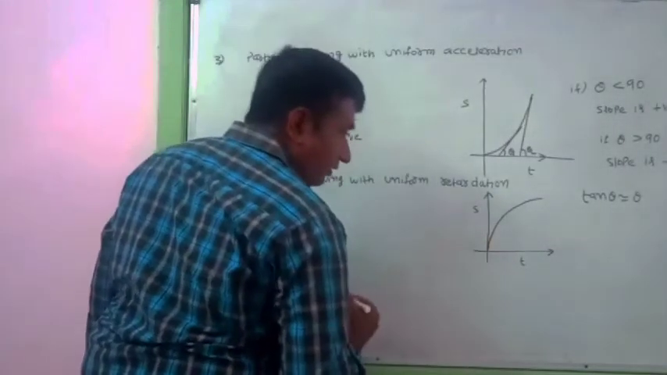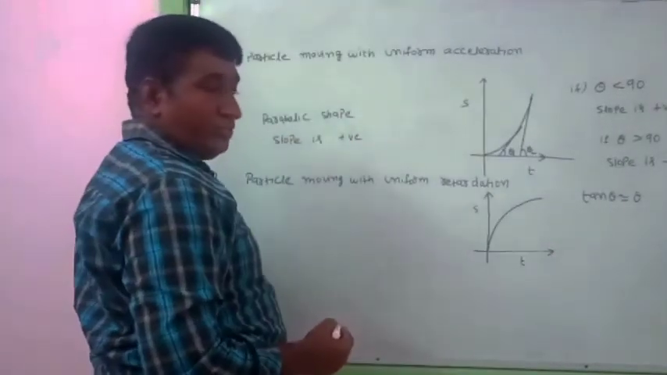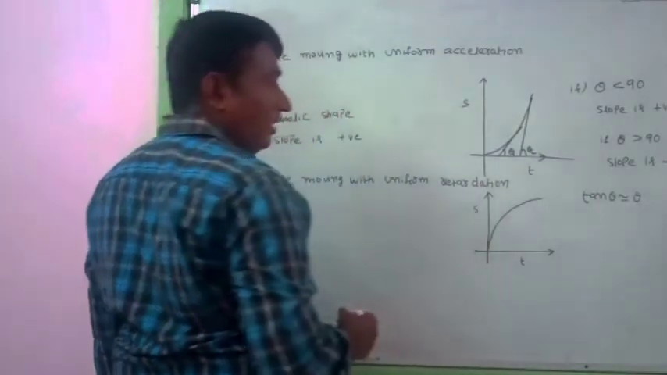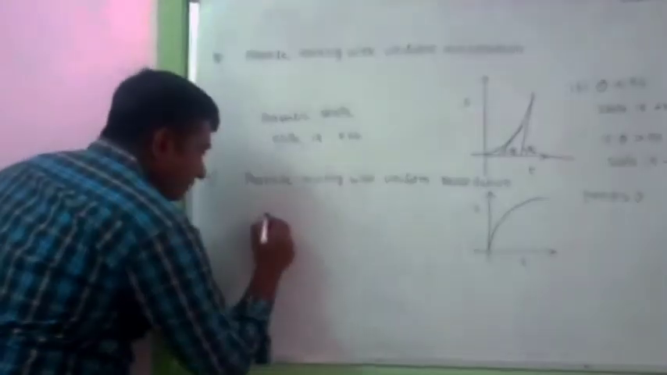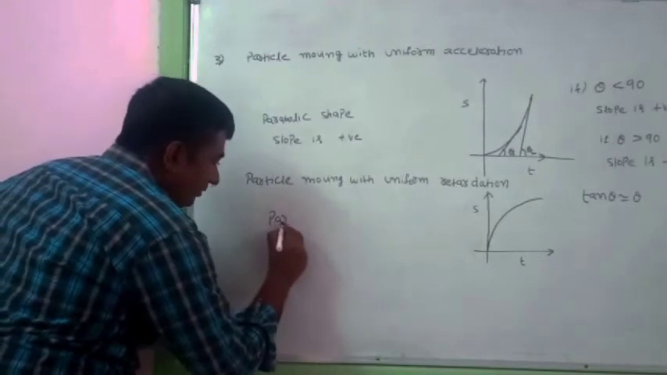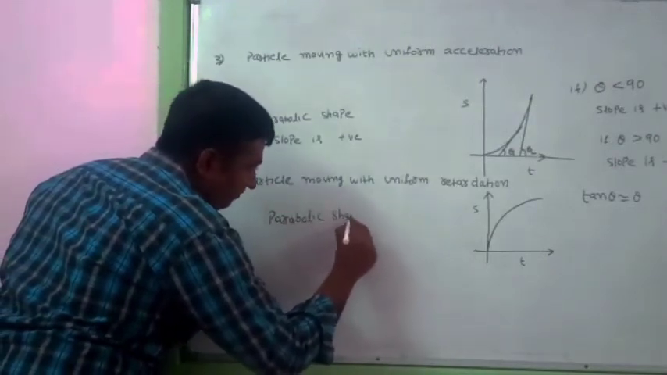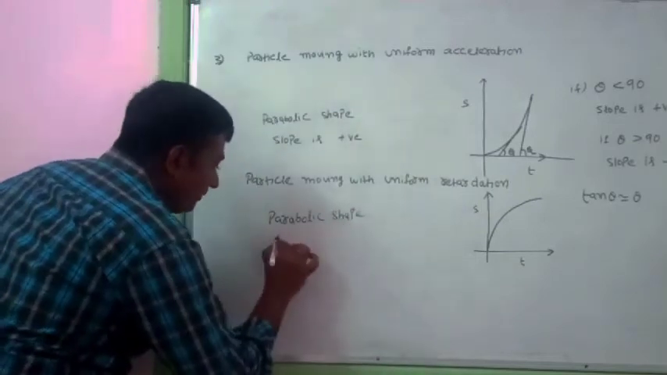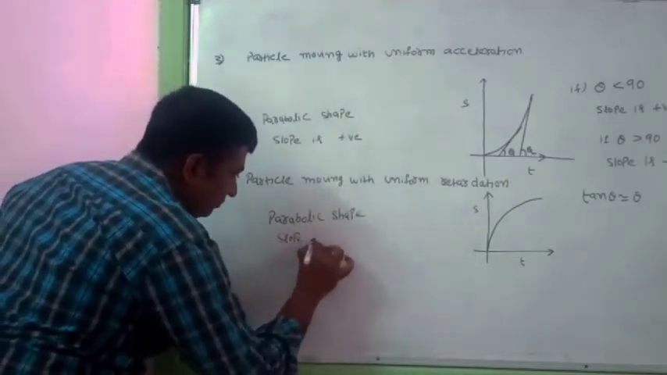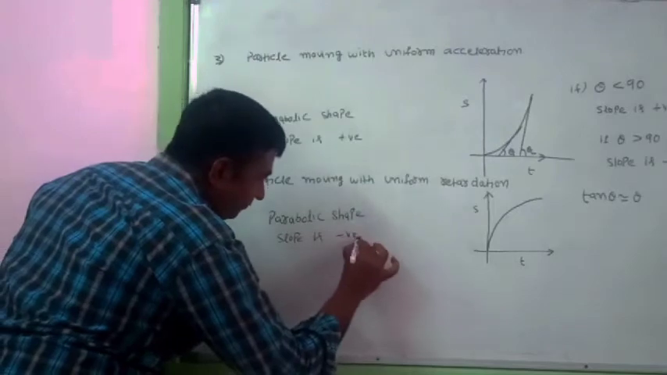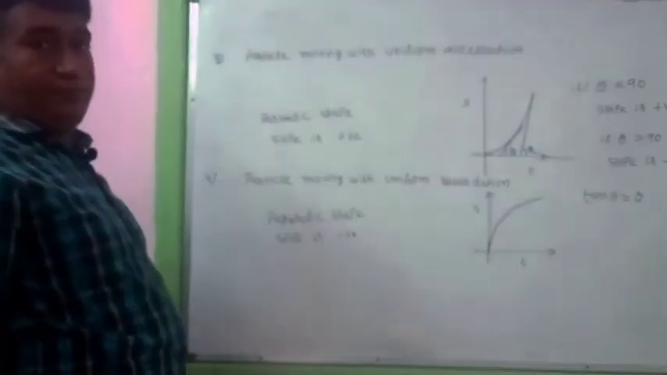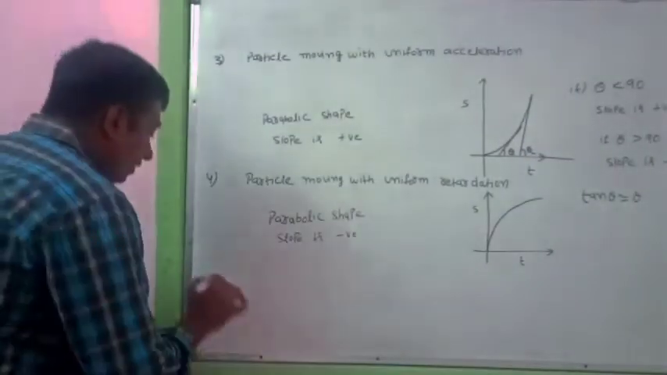So in this case, with respect to the x-axis we have taken theta greater than 90. In such a case, this shape is nothing but a parabolic shape, and then slope is negative, which we are going to get. And then the last case.